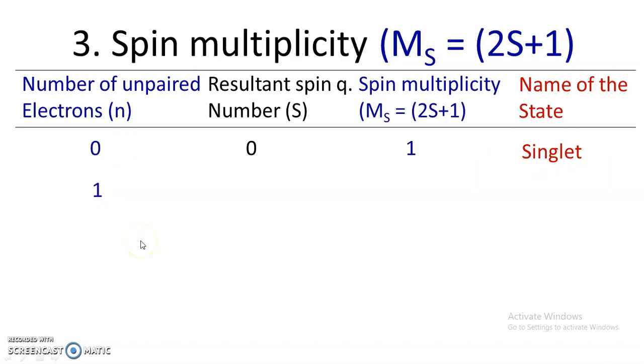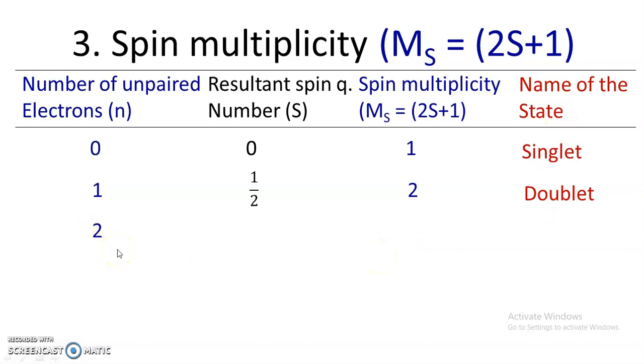Now consider there is one unpaired electron. The resultant spin quantum number for one electron, if it is spinning clockwise, then the value of S will be plus half. The resultant spin quantum number is the algebraic sum of individual spins, but there is only one spin value, that is half, and therefore the resultant spin quantum number will be half. Applying the formula 2S plus 1, half into 2 is 1, plus 1 is 2. So the spin multiplicity is 2, and the name of the state is doublet.